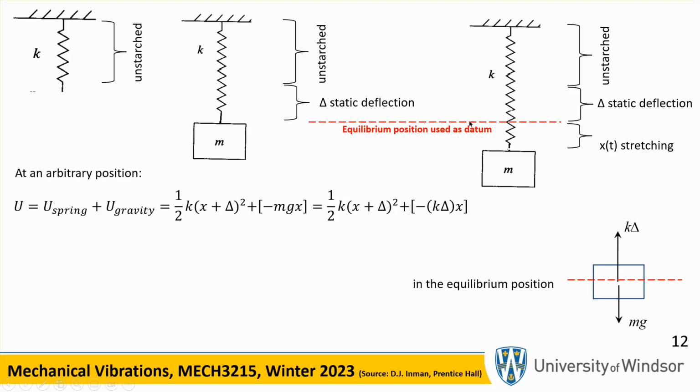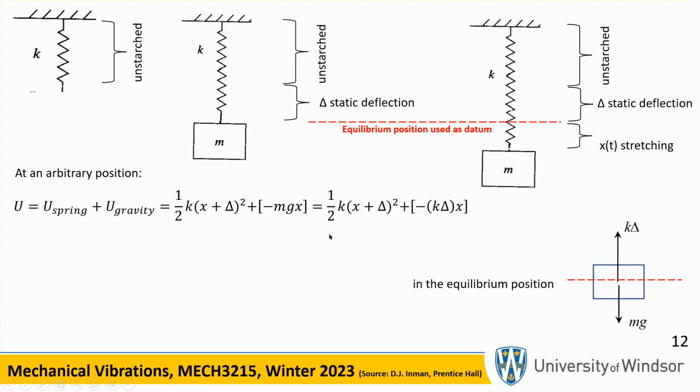But if this is my datum, and you're measuring potential energy from this datum, when the mass moves by the amount x below it, from your first year mechanics, you know that the potential energy lost is mgx. But because it's going down below the datum that I'm measuring from, it's minus mgx. But keep in mind that mg is simply k delta. So what I have done here is taken this mg and replaced it with k delta. This is obvious from what we know at the bottom right corner, that mg is k delta.